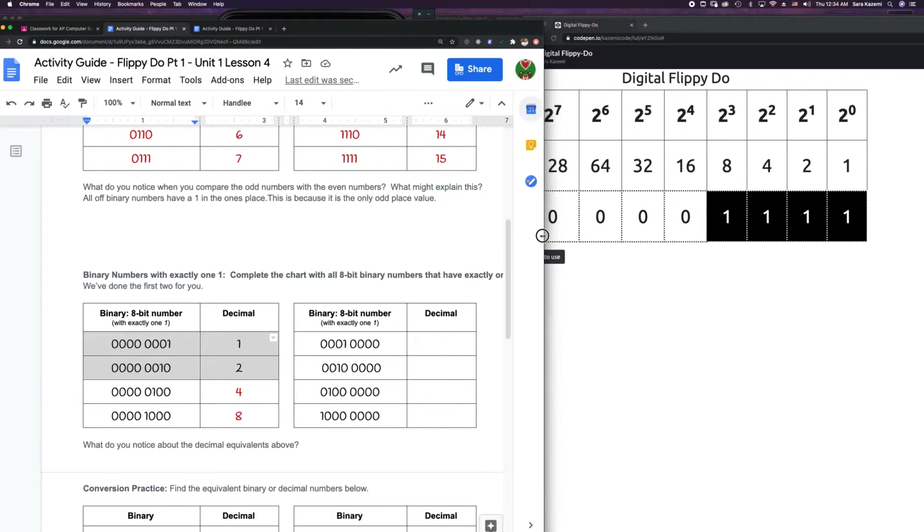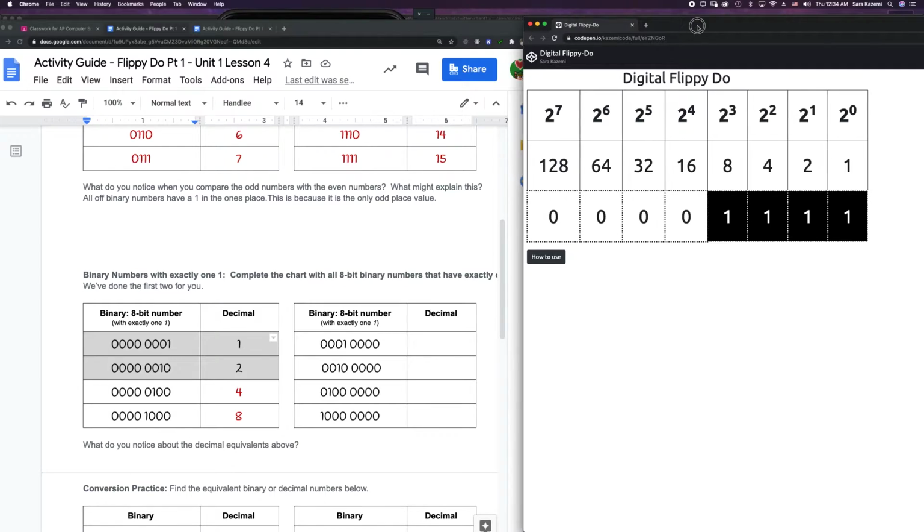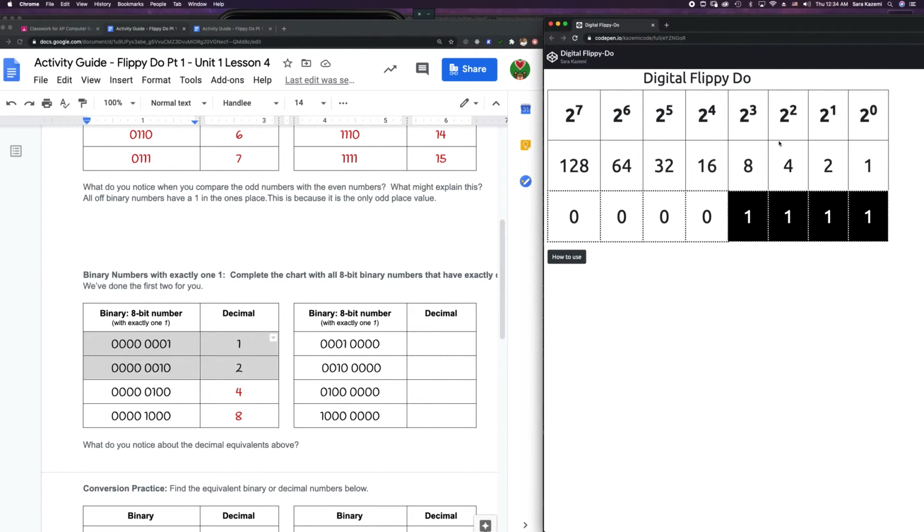So for this exercise, we're going to use the complete Flippy do. So this is 8 bits. Remember, bits are binary digits, so each of these place values is a binary digit or a bit. And you can see we have 1, 2, 3, 4, 5, 6, 7, 8 of them. So we're going to use this entire Flippy do for this one. What they want you to do is find the decimal values of each 8-bit binary number that has exactly 1, 1 in it. So this number, for instance, has only 1, 1 in it.